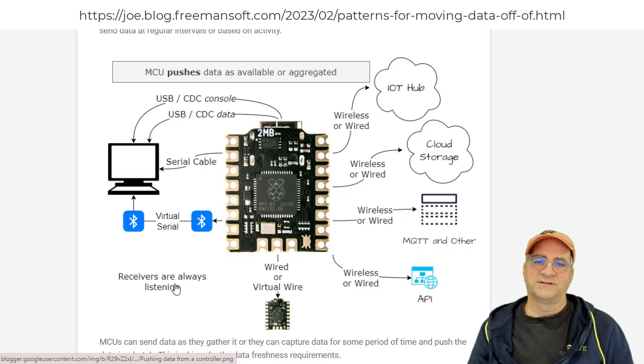The other option is I want to go global, or I want to go to something I'm not hardwired to or not virtually serial wired to. So what are the obvious ones? I can publish stuff to MQTT, to message buses or cloud storage. I can make remote calls to the cloud. I can send stuff to an IoT hub.